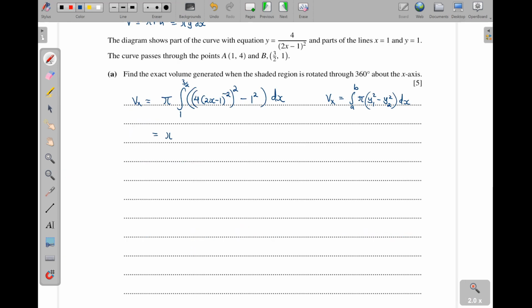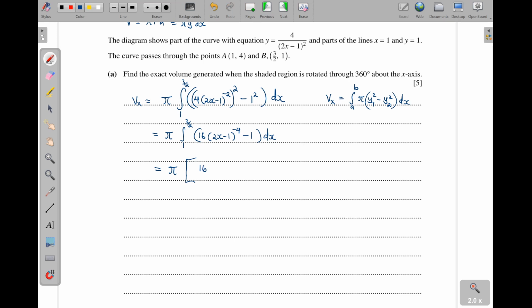Now we shall have pi here, integrate from 1 to 3/2. When I square the 4, that one will be 16. Then we have (2x minus 1) to the power negative 4, minus 1. Now we begin to integrate. Remember, when you begin to integrate, take away the integral sign. So we have pi, then replace it with the square brackets. So increase the power by 1.